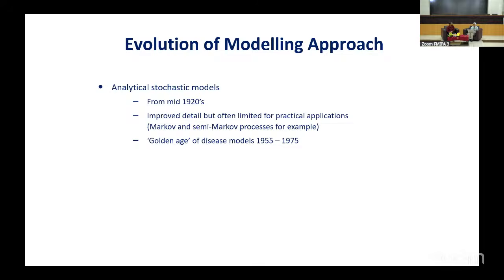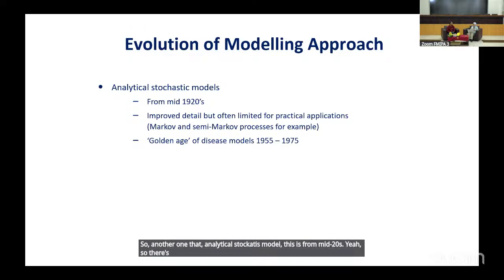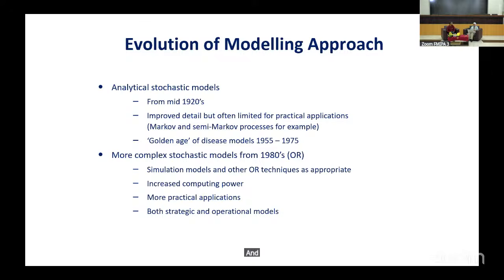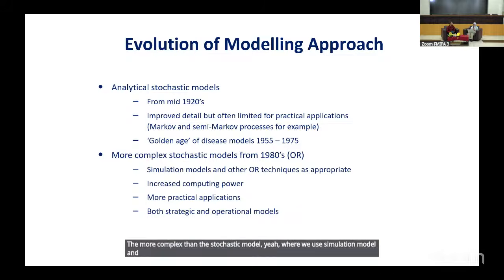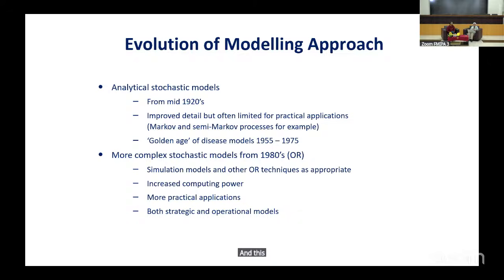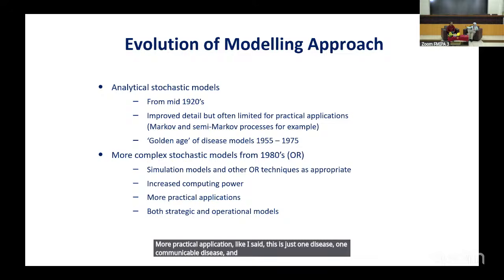So another one is the analytical stochastic model. This is from the mid-20th century. There is improved detail, but it is still limited. You probably studied this, the Markov model. Then more complex than the stochastic model, we use simulation models and other OR techniques. This was helped by increasing computer power. We are very lucky. There is more practical application, like I said, this is just one communicable disease, and also non-communicable disease.